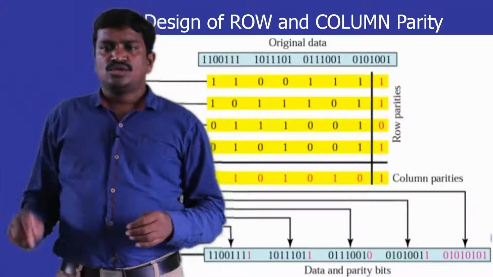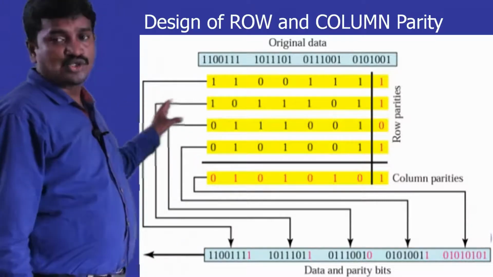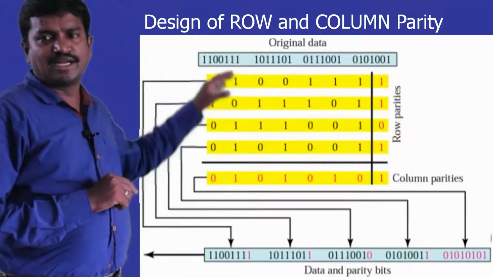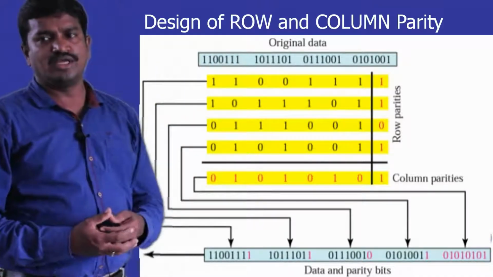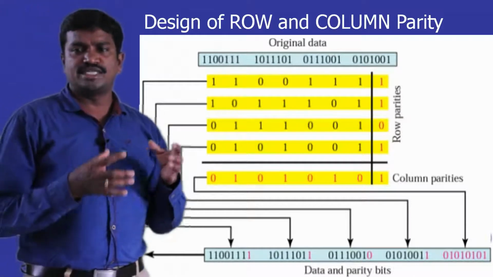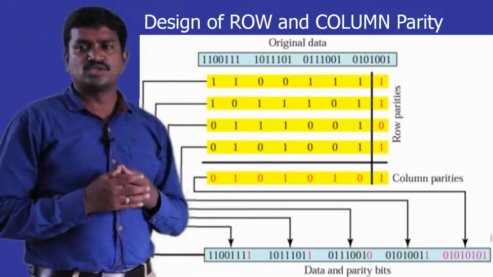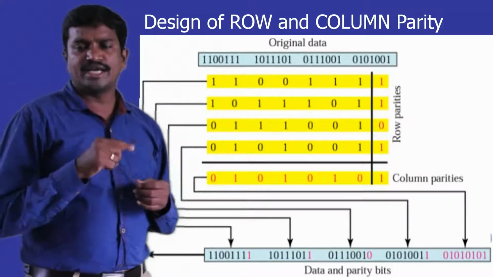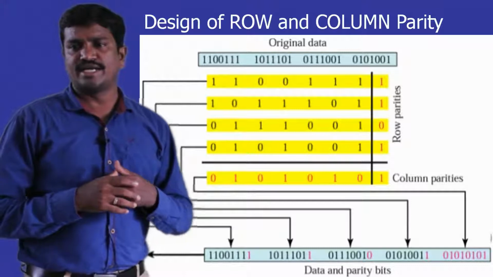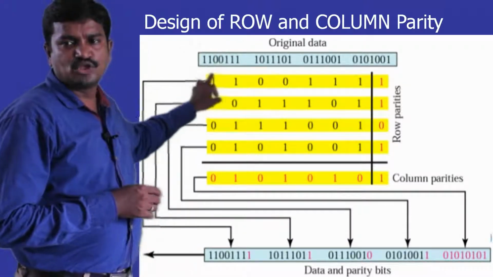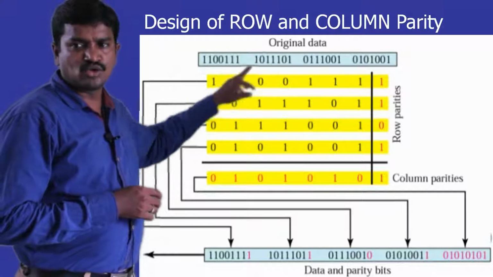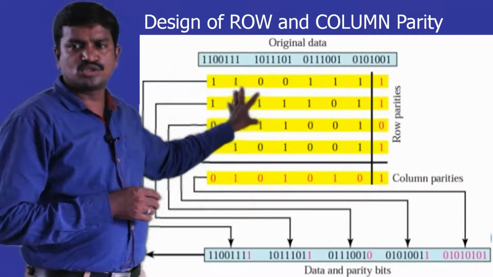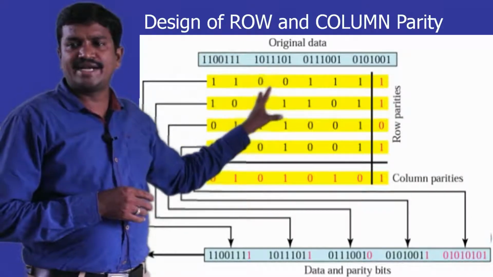If you observe this diagram, the original data is given very clearly, like data units, but these data units are formed like a table. We have taken 4 data units, and those 4 data units are organized into tabular data: first data unit in the first row, second data unit in the second row, then third row, fourth row. After preparing these 4 rows, we calculate parities for each and every row.